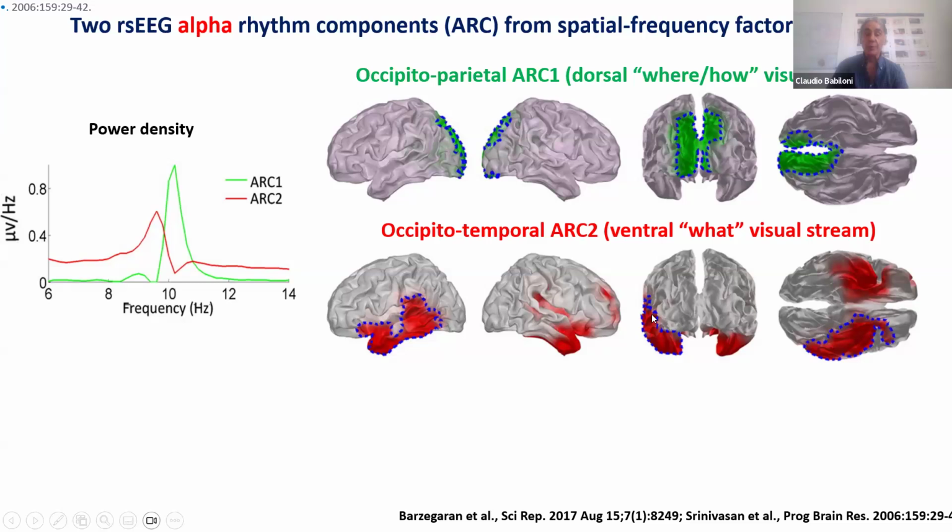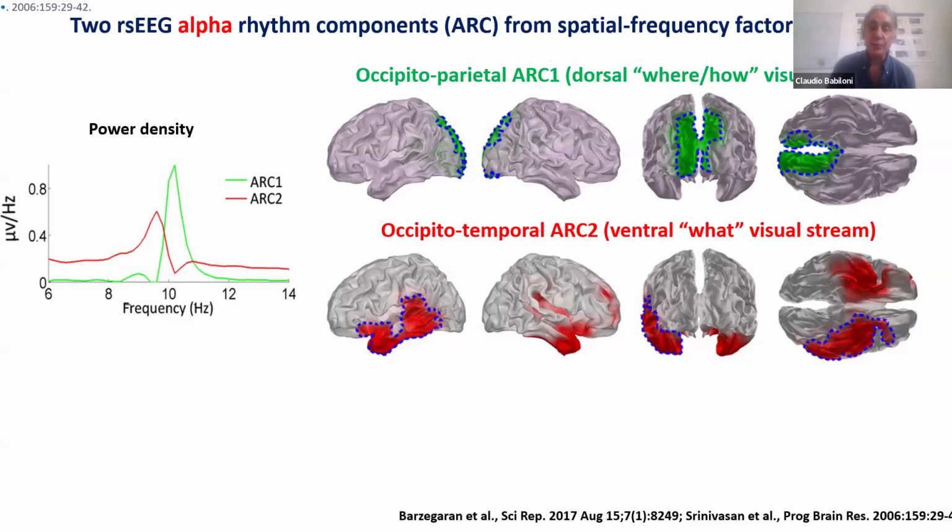In the lower part of the graph, the red regions are located in the so-called ventral visual stream, which is related to object recognition, related to classification of what we see when there are some visual stimuli. In this case, we are in the eyes closed condition, so no visuospatial information processing, no object recognition.